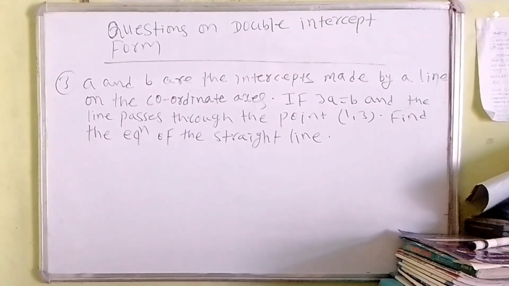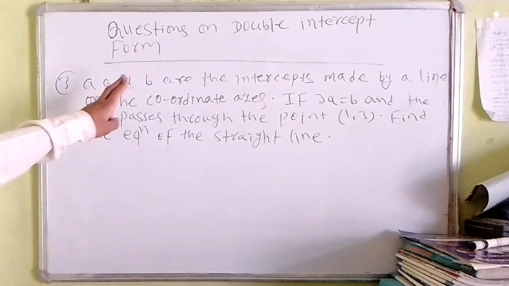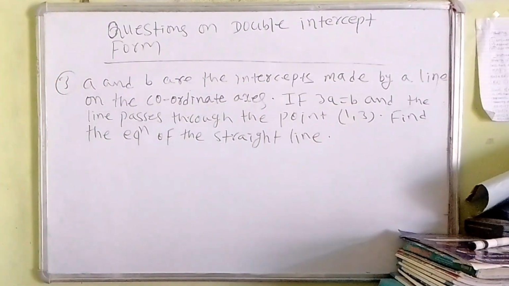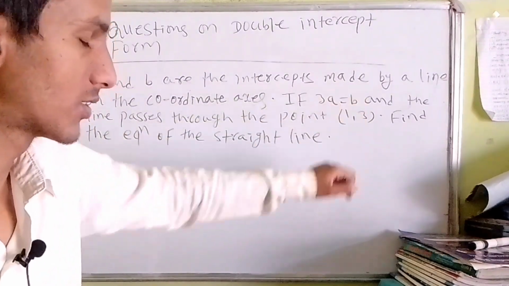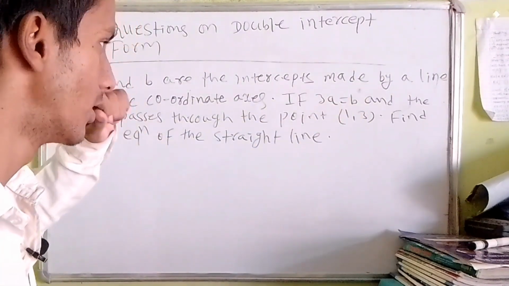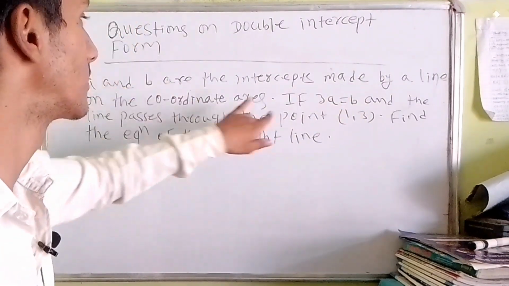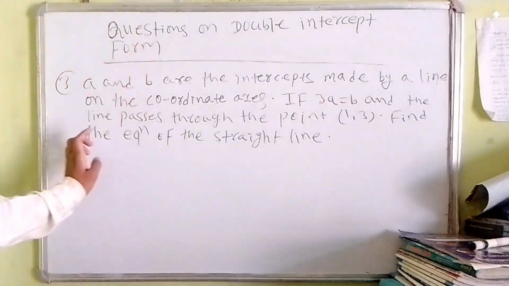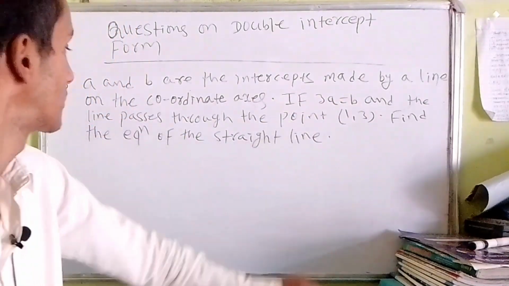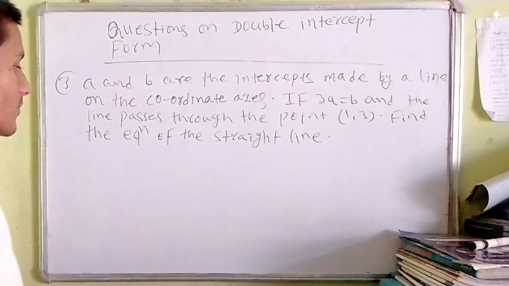So this is the third problem. I wrote it from a book, and it was a lengthy problem. That's why I didn't decode it while writing. The problem states A and B are the intercepts made by a line on the coordinate axes. The condition about the intercepts is 3A is equal to B, and the line passes through the point. Thus, find the equation of the straight line.